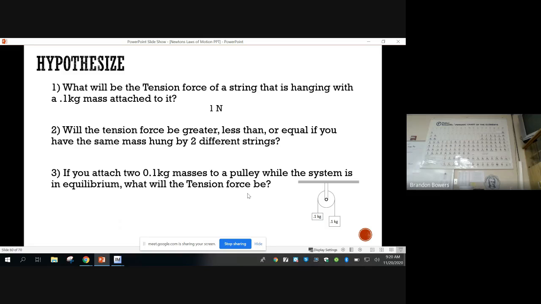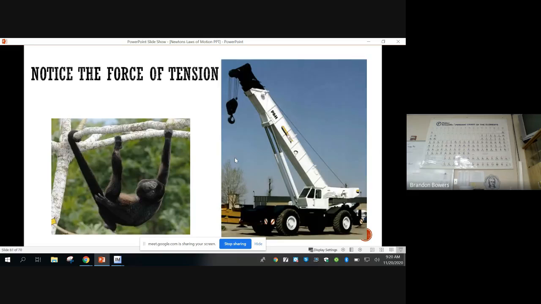So what will the total tension be? I'm feeling pretty stupid right now. No, you're good. You're good. It's okay.